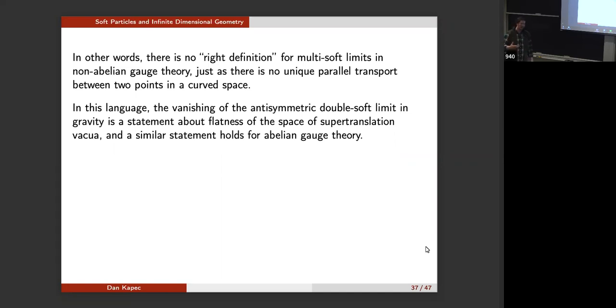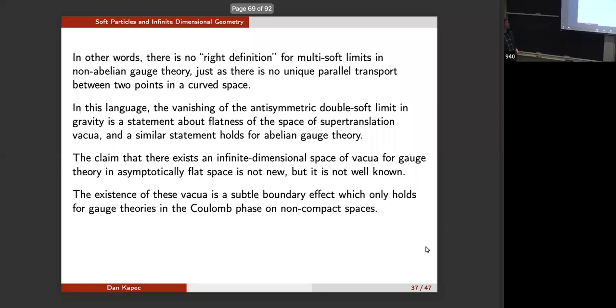Okay? And in that language, the vanishing of the antisymmetric double soft theorem in abelian gauge theory and gravity is really just a statement about the flatness of the space of supertranslation vacua, and the vacua in abelian gauge theory are related to large U1 gauge transformations. Okay.